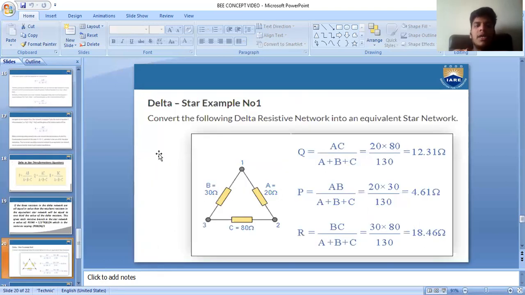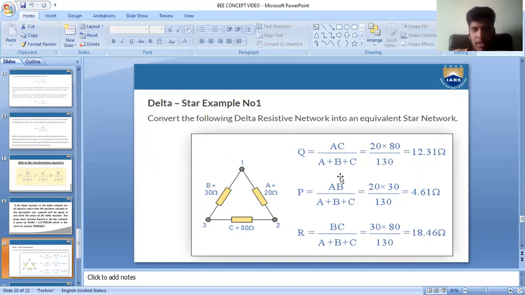Now, delta to star example number 1. Convert the following delta resistive network into an equivalent star network. Here the delta network is given, and we have to convert this to the star network. Here terminals 1, 2, 3 are given, and A is equal to 20 ohms, C is equal to 80, and B is equal to 30. From the equation we have already found, firstly we take the Q resistor, this one.